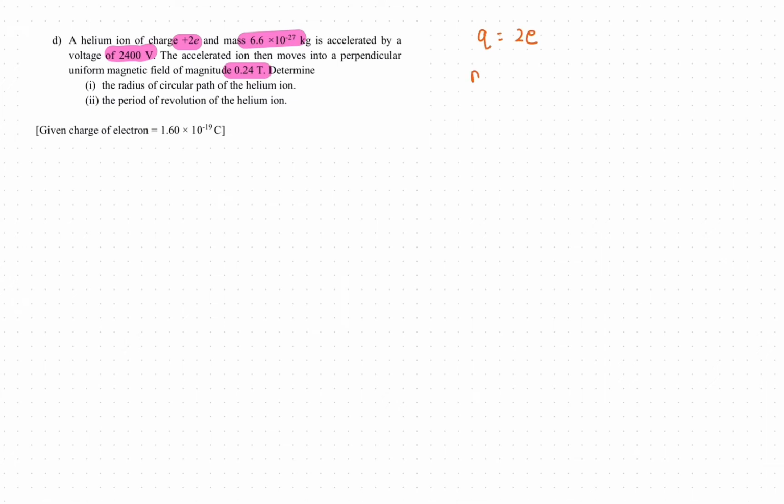So I list out all the information given. I have the charge Q equal to e, where e is the electron charge. Then I have the mass of the charge and also the potential difference. Then we have the magnetic field. For the first part of the question, we need to find the radius of the circular path of the helium, which is when it passes through the magnetic field.